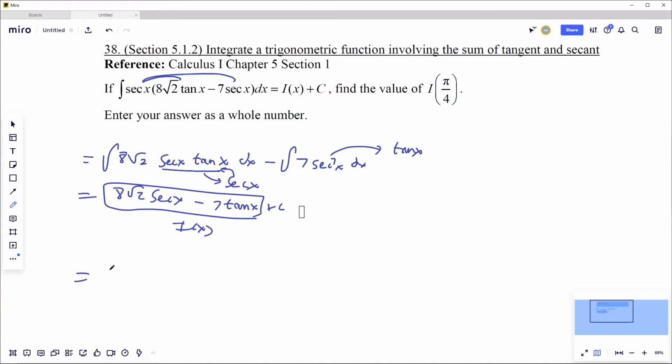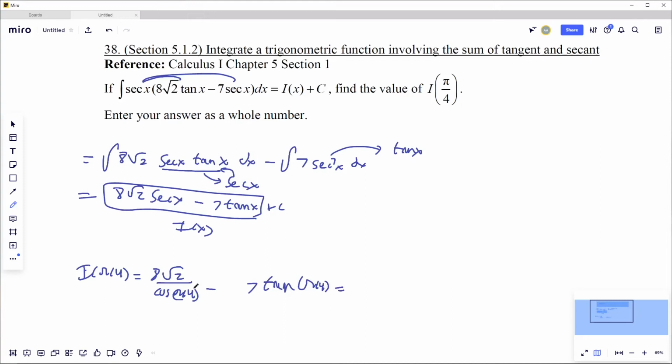So this is equal to I of pi over 4, which is equal to, replacing pi over 4, 8 square root of 2. Secant is nothing but 1 over cosine, so 1 over cosine of pi over 4, minus 7 times tan of pi over 4.